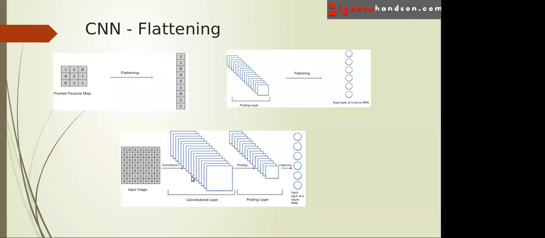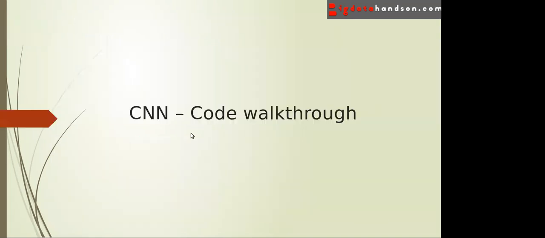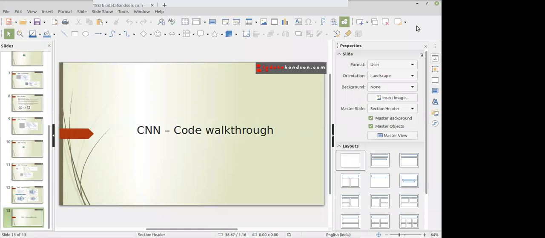After this, usually what we do is full connection. Full connection is nothing but creating the artificial neural network we have seen yesterday, right? The same way we'll create it. We got the input features, and we'll put one or more hidden layers, and we'll have the output layer, right? It tells happy face or sad face. That's it for CNN. So now let's see the implementation.